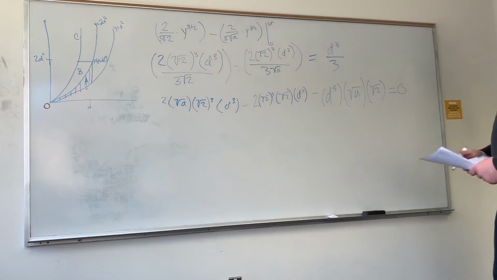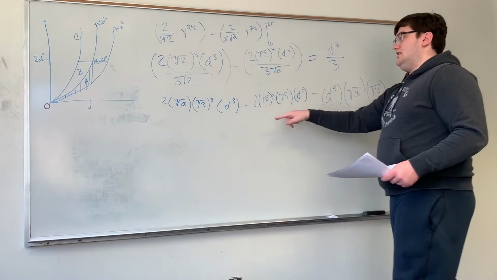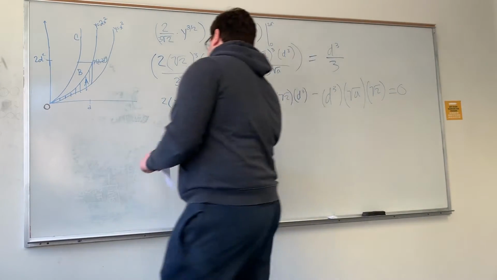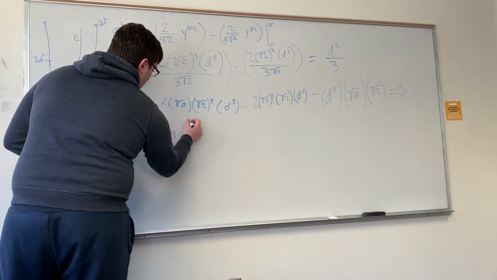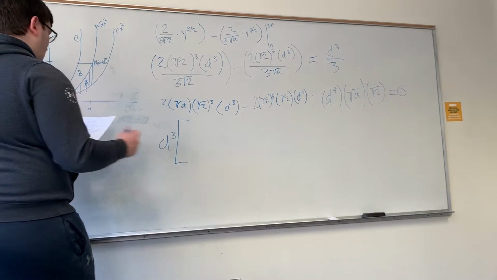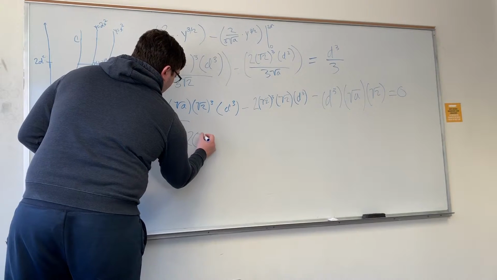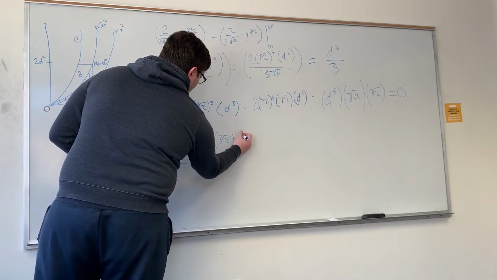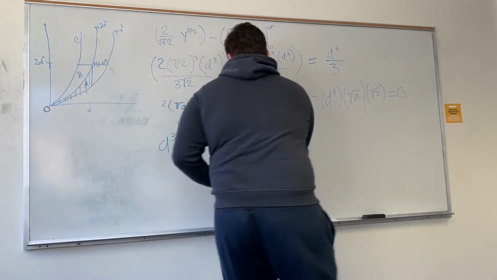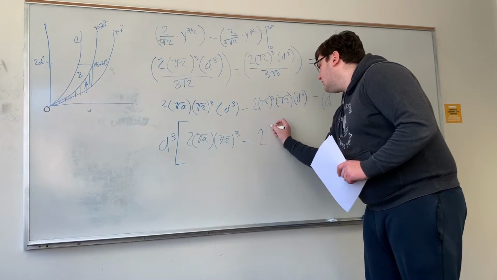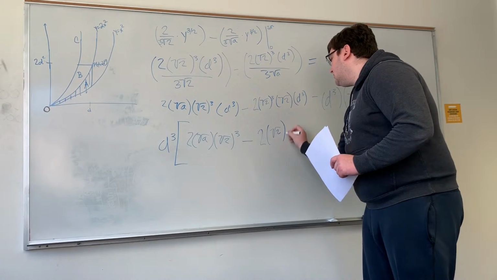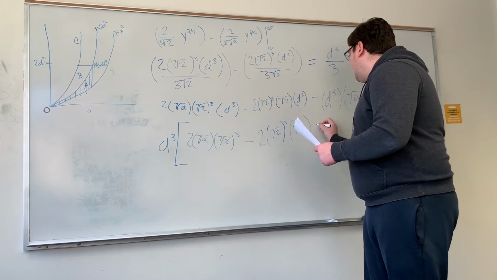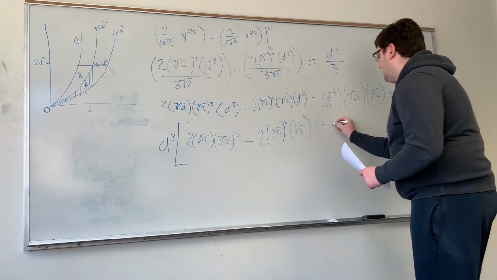So now let's see what we can factor out. I noticed that we have d cubed in each of our terms, so what we can do is factor out one of those. So we take out a d cubed. We're going to be left with 2 times root a times square root of 2 cubed, minus 2 times the square root of 2 cubed times the square root of 2, minus square root of 2 times the square root of a.